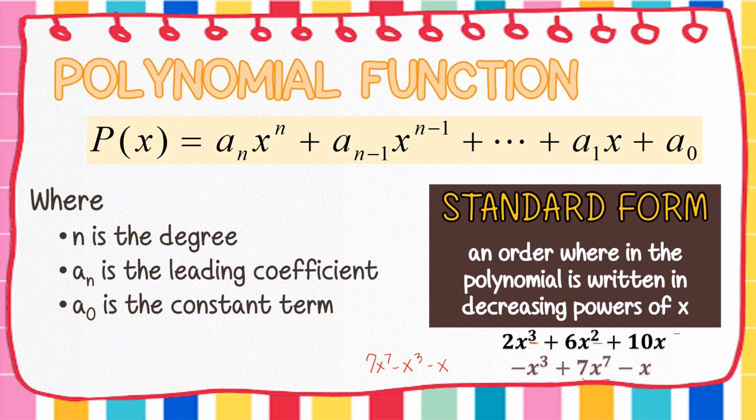Again, degree is the highest exponent. Leading coefficient, ito, yung number na katabi ng variable na may pinakamataas na exponent. And then, constant term, in this case, wala, so, 0 ito. Yung term na walang kasamang variable. We'll have examples later.